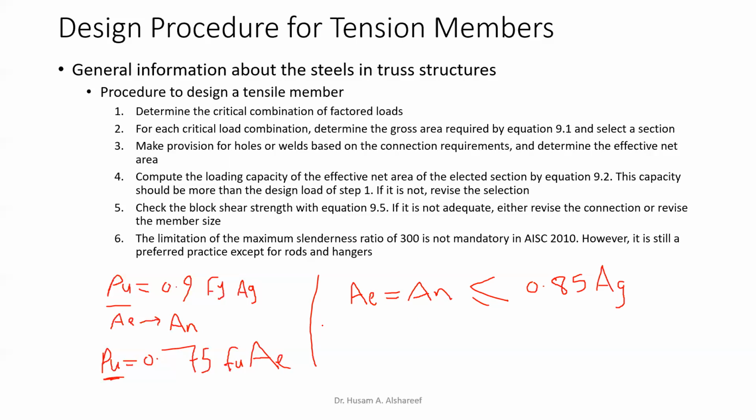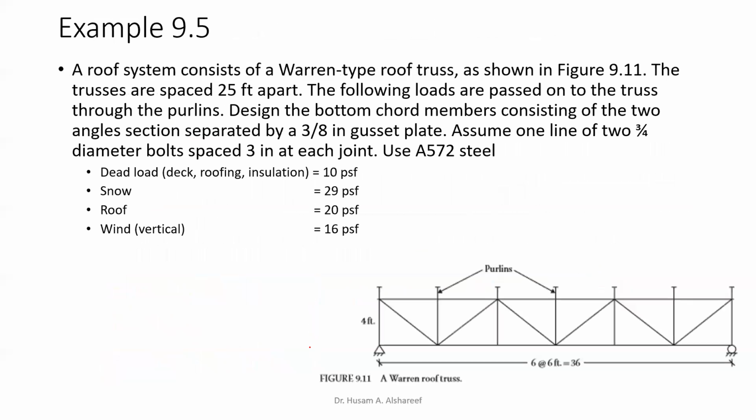And as far as the limitation of the slenderness, if you remember from previous lectures, we said 300 is the maximum we should stick to. But in the 2010 code, they said it's not mandatory. You can go above this as long as you can check and verify. But my personal opinion is to stick with the 300 just to make sure that you're adequate and you're not over designing. So for that, I would stop here and continue on example 9.5 in the next lecture.